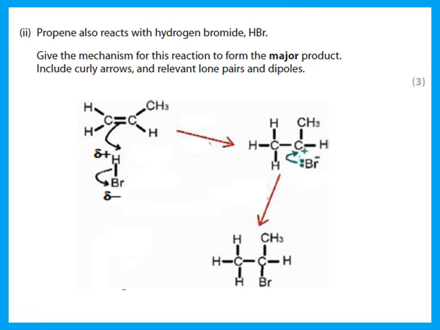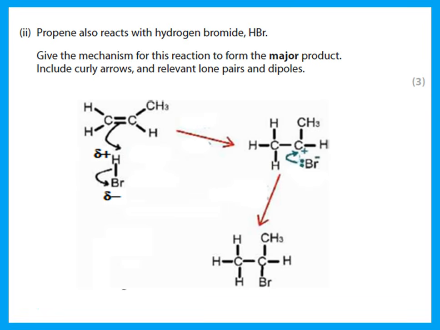So the electrons from the double bond attack the slightly positive H, and the electrons in the bond between the H and the Br will go to the slightly negative Br. That leaves a secondary carbocation. So remember that the hydrogen is added to the carbon that had more hydrogens, so that the carbocation is the secondary carbocation that is formed.